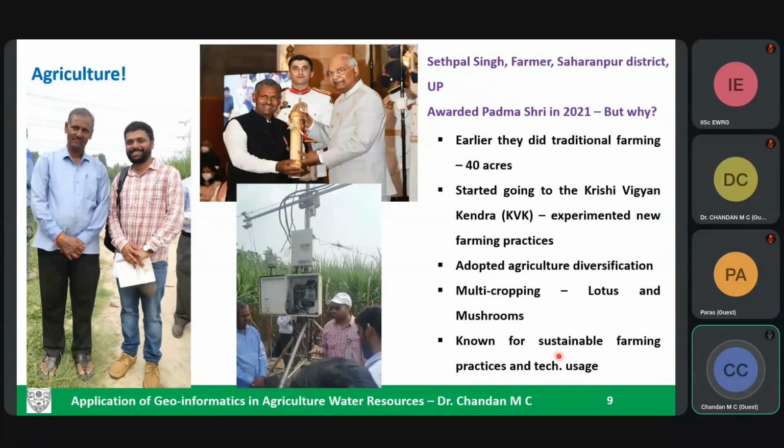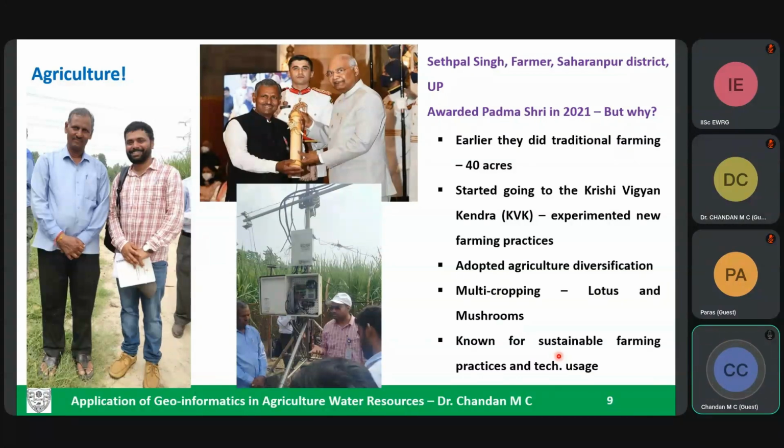If you look at it, earlier he did monoculture farming and traditional farming in his farm with his father. I am telling this with confidence because we had a workshop at his farm wherein we visited his farm and the technologies he is using. He started going to Krishi Vigyan Kendra and adopted various technologies that were available at the KVKs, the regional institutes, and he practiced them in his farm.